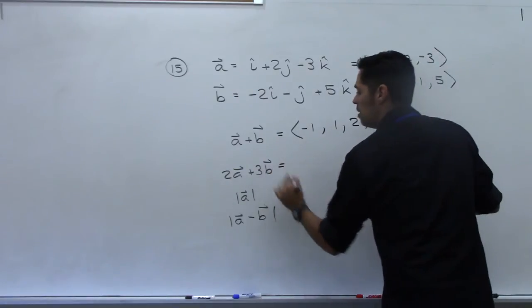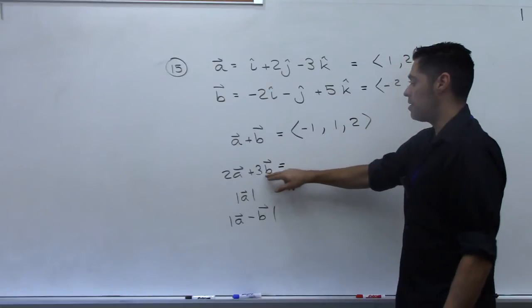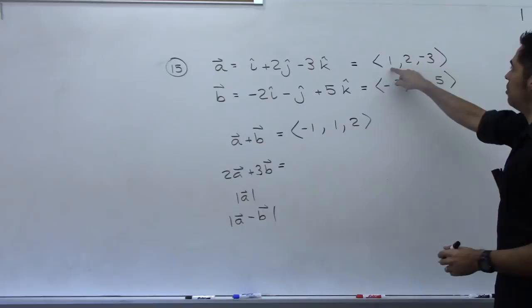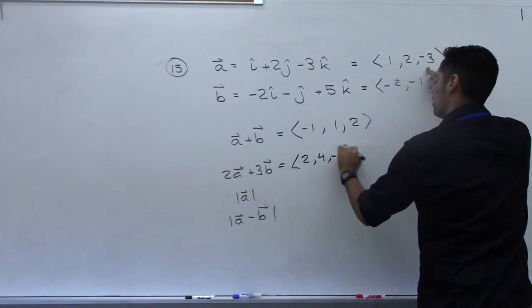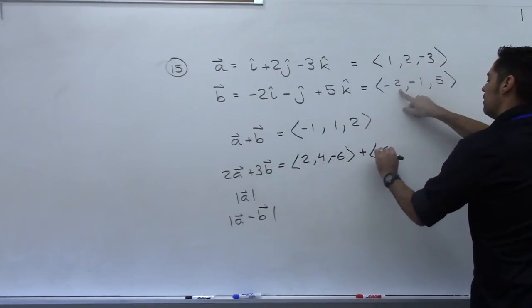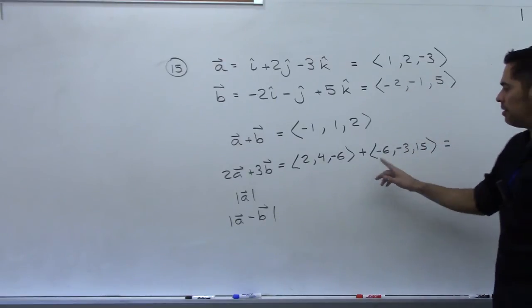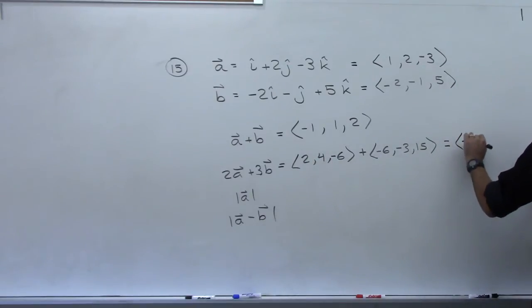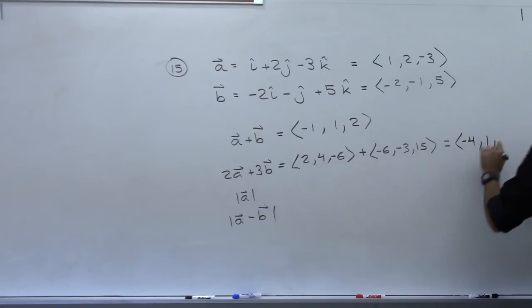Now, if we do 2 times A, scalar multiplication, plus 3 times B, another scalar multiplication, then we should get 2 times A. So let's just double this vector. So that's the vector 2, 4, negative 6. I'm going to add to that 3 times B, so I multiply everything by 3: negative 6, negative 3, 15. And then when you add those two together, you do components. So 2 and negative 6 is negative 4. And then 4 and negative 3 is 1. Negative 6 and 15 is 9.